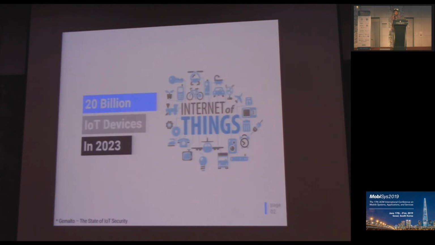The term Internet of Things, or IoT, was first coined in MIT's Auto ID lab in 1999, targeting at connecting everything using RFID technology. 20 years later, we have IoT devices everywhere. We use IoT devices to sense environmental data, control equipment, monitor the buildings, and so on. According to the report, The State of IoT Security from Gemalto, there will be 20 billion IoT devices in 2023.